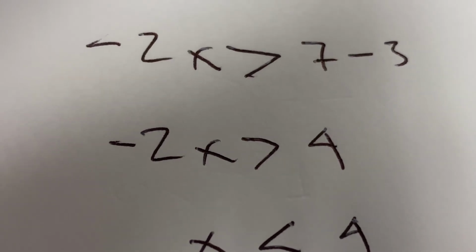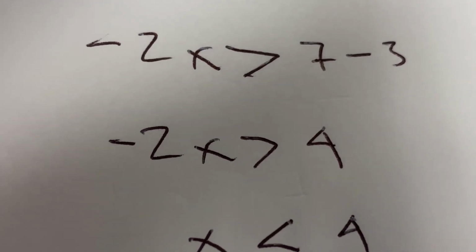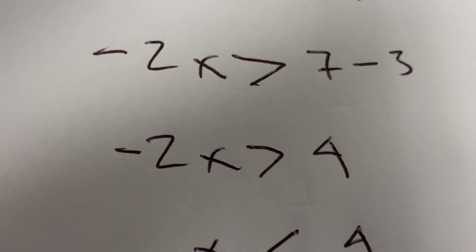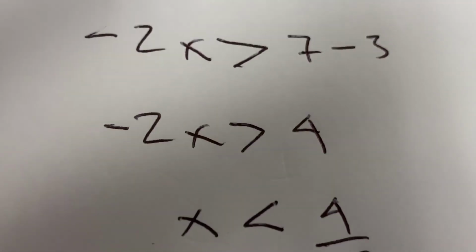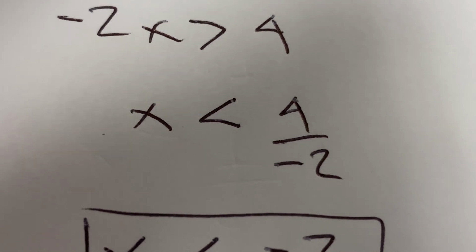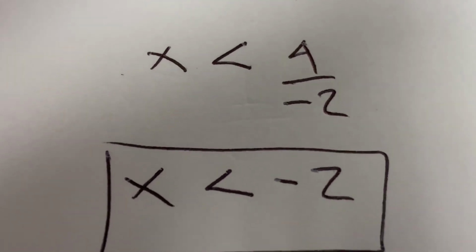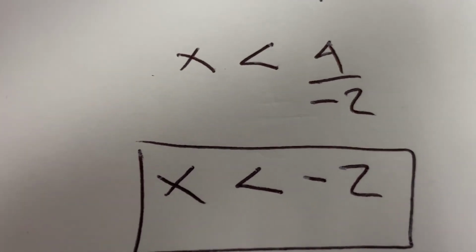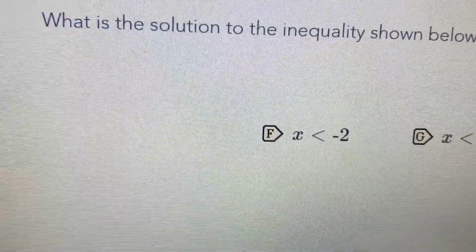And here is going to be negative 2x. This negative 2 is multiplying x. It goes to divide on the other side, but because it's negative, I flip the symbol. So it's going to be 4 divided by negative 2. And 4 divided by negative 2 is going to be negative 2. So x is less than negative 2. X less than negative 2 is this one.